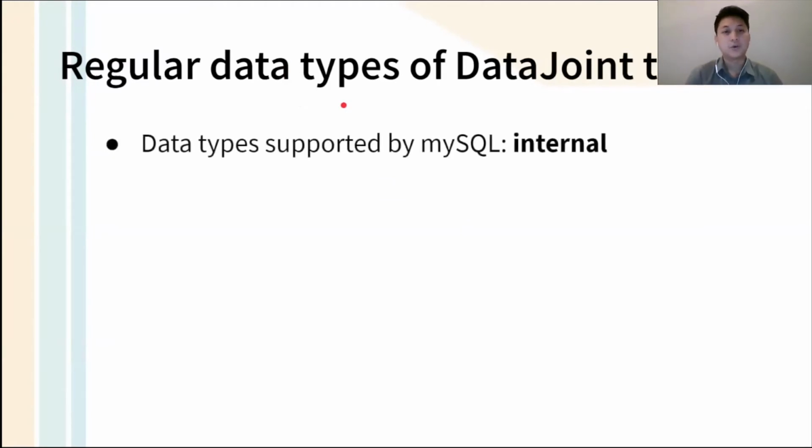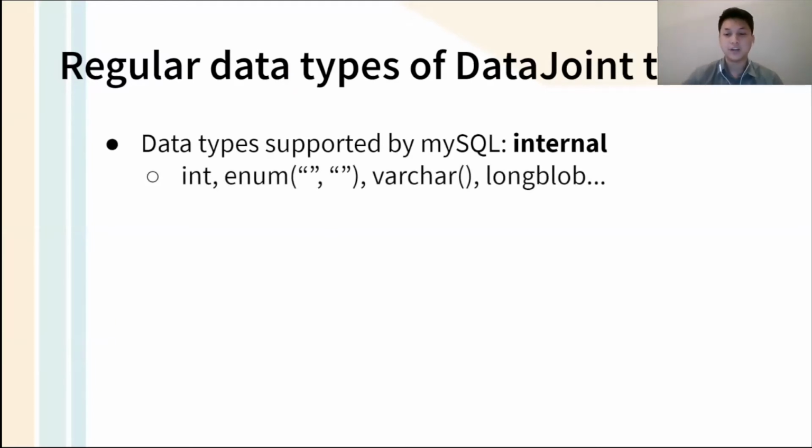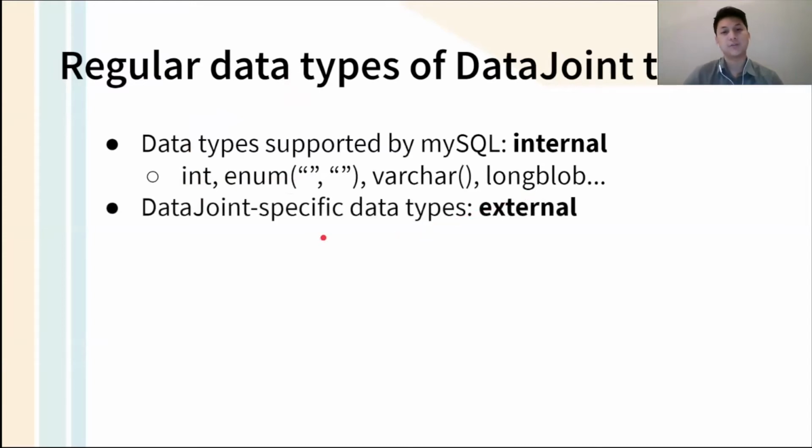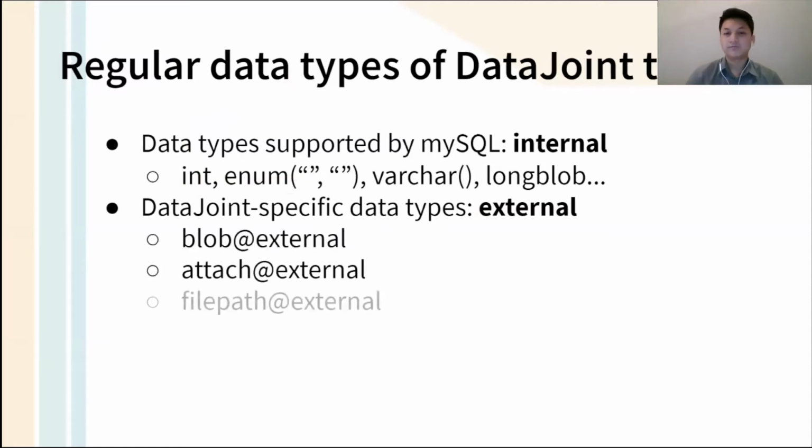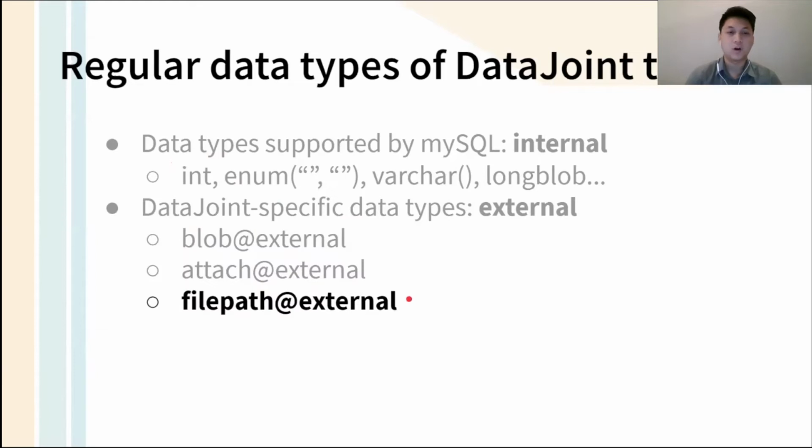DataJoint supports all of the native MySQL data types internally, meaning the data are saved in the database. These are, for example, integer, enum, varchar, and long float. DataJoint also features DataJoint-specific data types that can be stored externally. Externally here means either your local file system or, for example, Amazon S3. We support three types of external data type: blob, attach, and filepath. But don't worry about these for now. I want to focus on one, which is filepath.